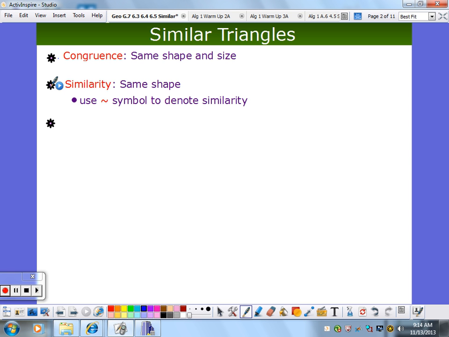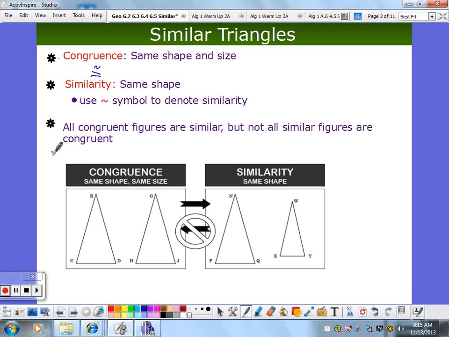Now what then is similarity? With similarity, we have the same shape, but the size is not necessarily the same. It might be, but it might not be. For congruence, we use this little symbol. For similarity, we just use the little squiggle. So that's how we're going to show things are similar. All congruent figures are similar, but not all similar figures are congruent.